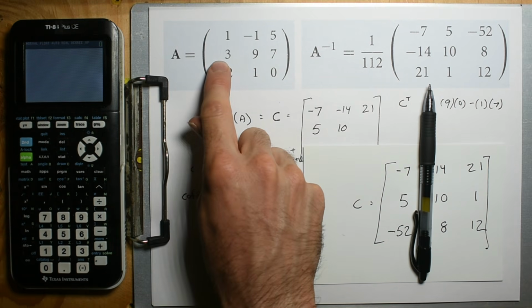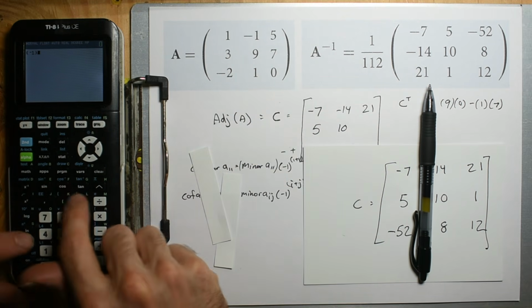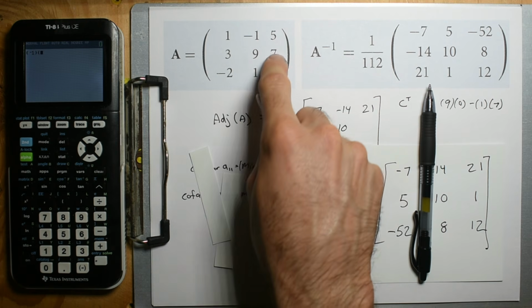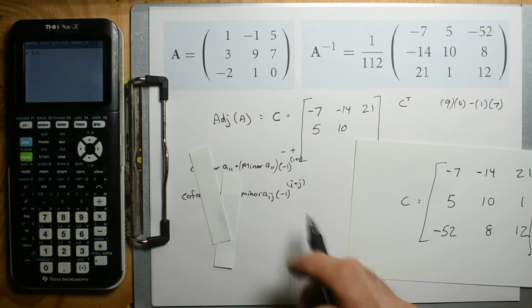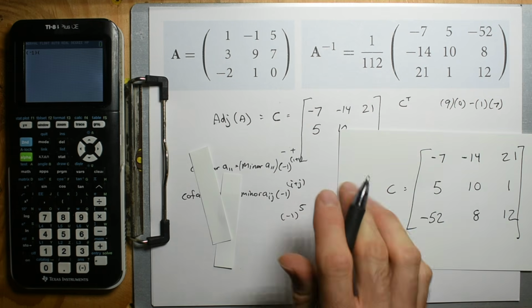Next one, row 2, column 3, that is going to be odd. The cofactor, 3 plus 2 is an odd number. When we multiply negative 1 times 5, we get that odd number.